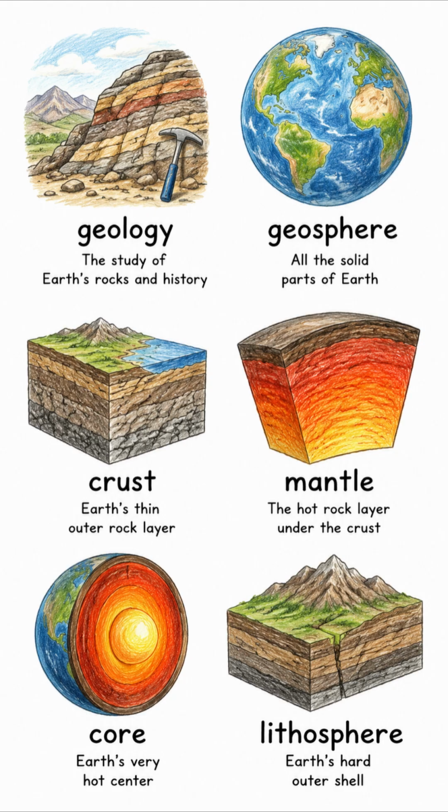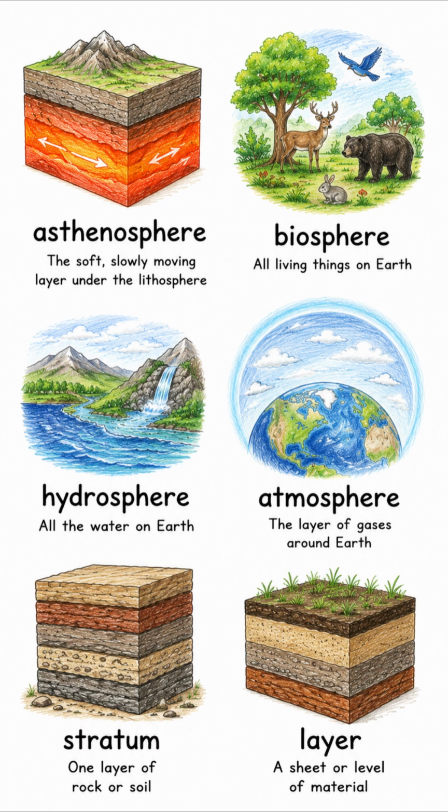Lithosphere, Earth's hard outer shell. Asthenosphere, the soft, slowly moving layer under the lithosphere. Biosphere, all living things on Earth. Hydrosphere, all the water on Earth. Atmosphere, the layer of gases around Earth.